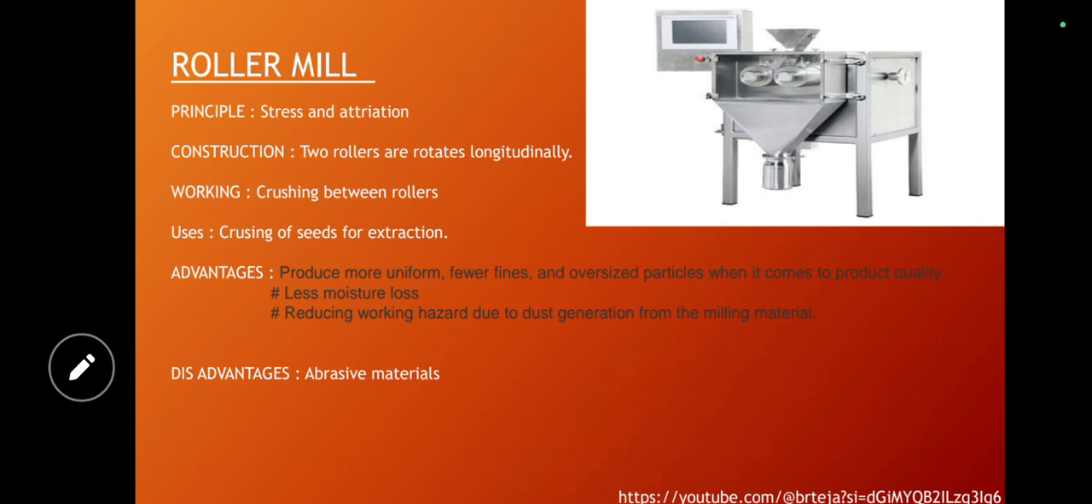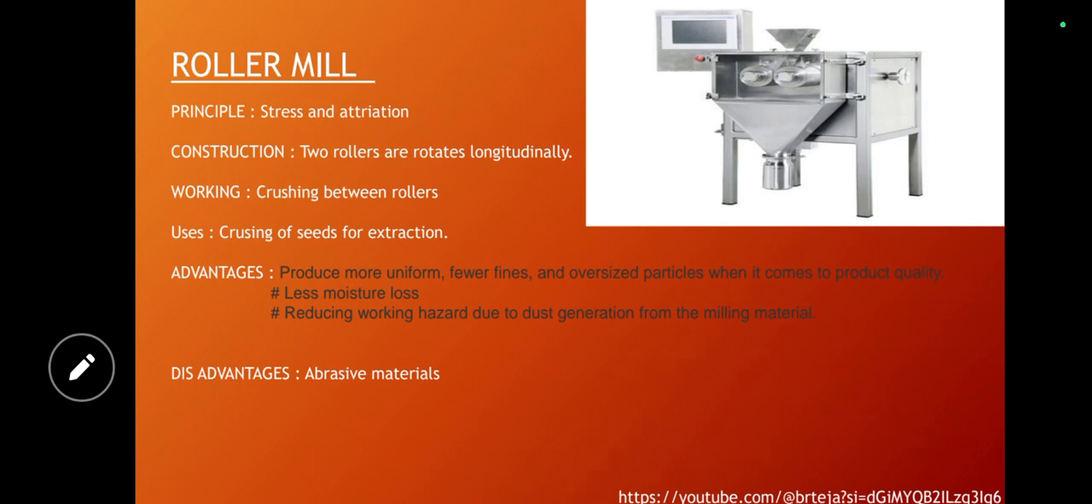Next equipment. Name of the mill: roller mill. This is the roller mill. The principle involved in the roller mill is stress and attrition forces.